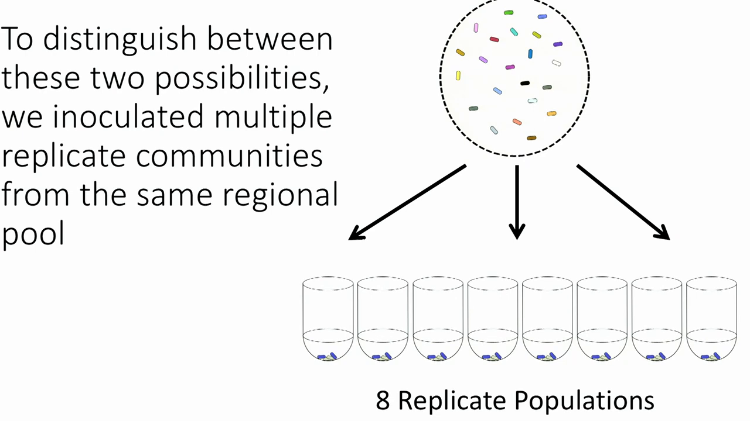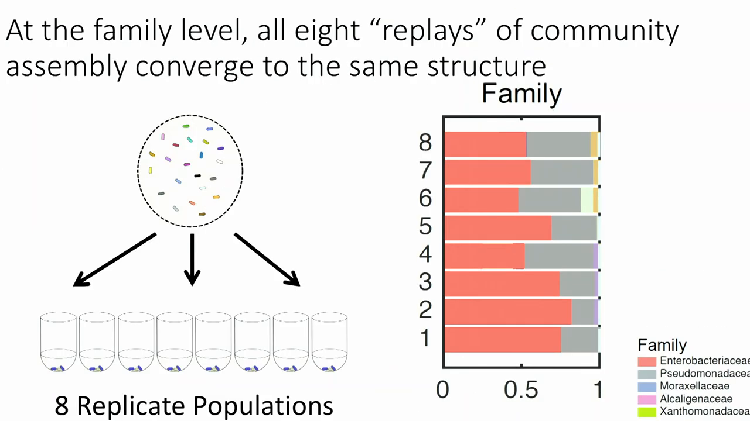Now, of course, even if you inoculate from the same regional pool of species, there's some stochasticity in sampling, right? That's unavoidable. And if you think of the large diversity and the fact that the system is very rarefied at time zero, there could be some differences from community to community when you do that, right? So we wanted to know, if you do an experiment like this, what are you going to see? Now you eliminated variability in the regional pool of species. Do you still get variability at the species level?